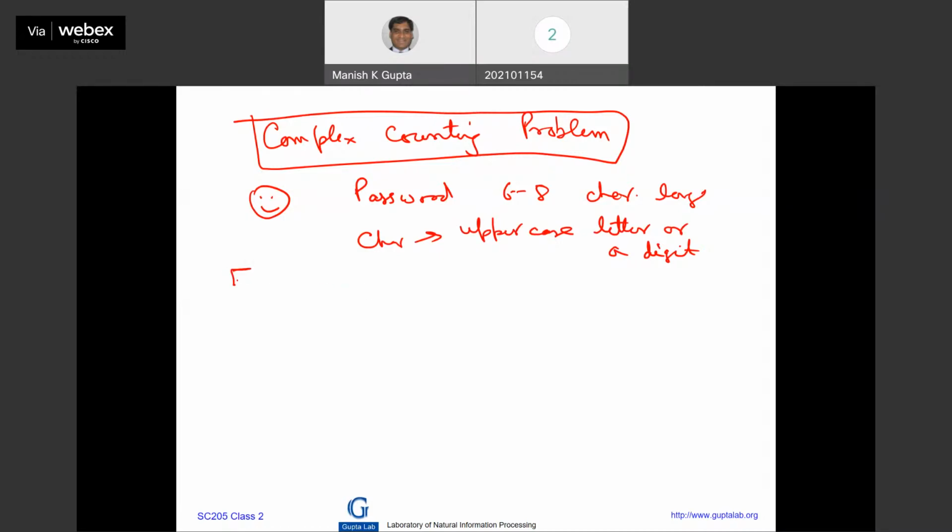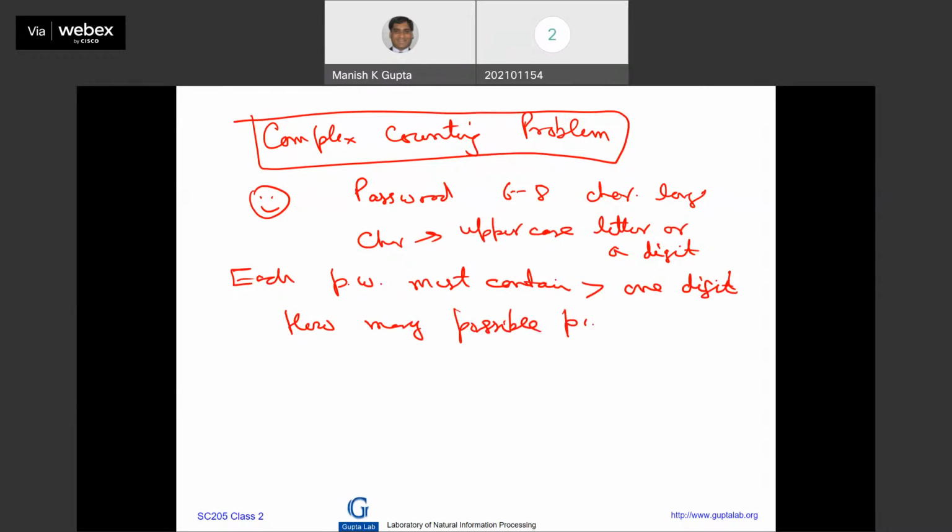Now, if I put a condition that each password must contain at least one digit, how many possible passwords are there? Now, this is an interesting question, right? 6 to 8 characters long. So obviously there are three lengths: length 6 passwords, length 7 passwords, length 8 passwords. I have to do counting for each of them separately, right?